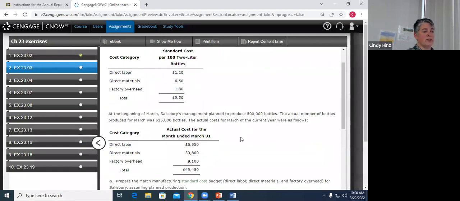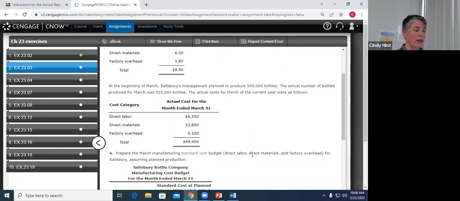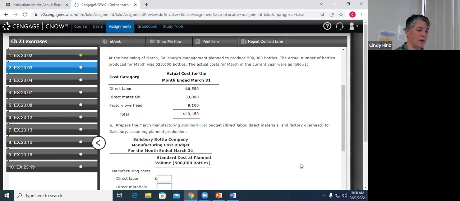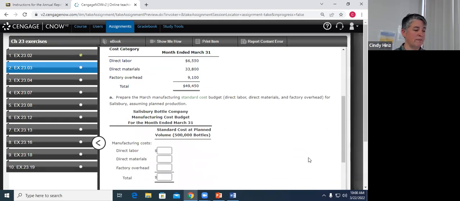At the beginning of March, Salisbury's management planned to produce 500,000 bottles. That's their normal capacity. It's what they expect to produce. The actual number of bottles produced for March was 525,000 bottles. The actual costs for March of the current year were as follows, and we're asked to prepare the March manufacturing standard cost budget, assuming their planned production.